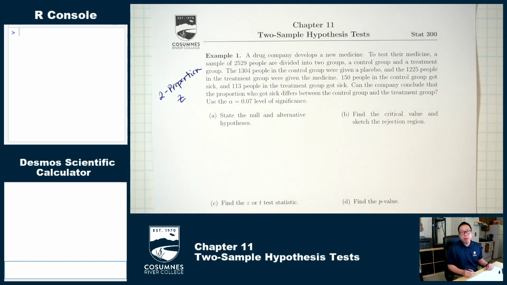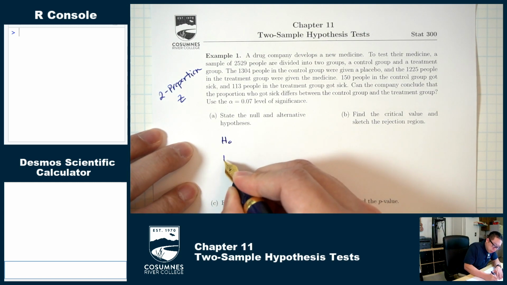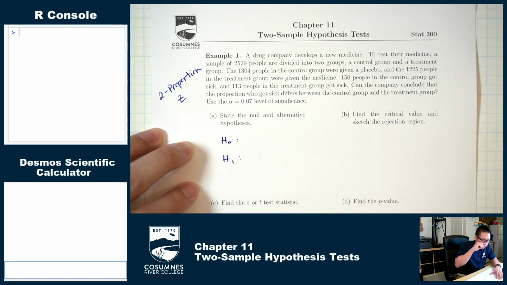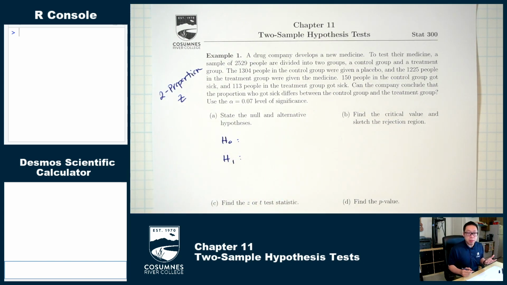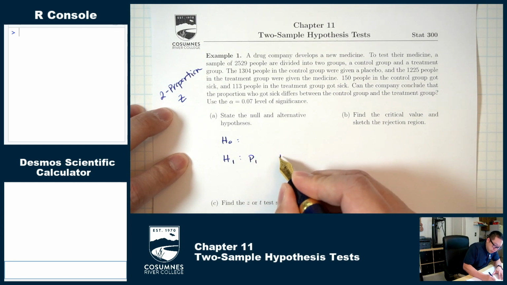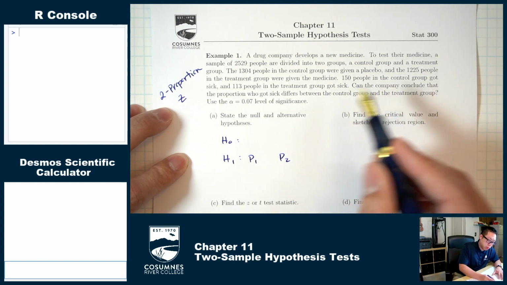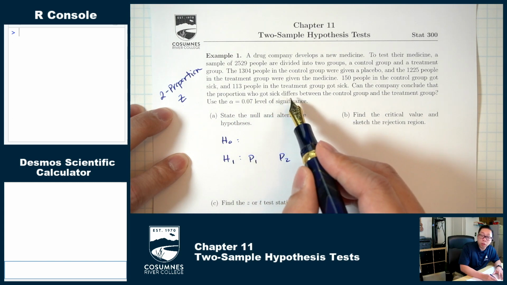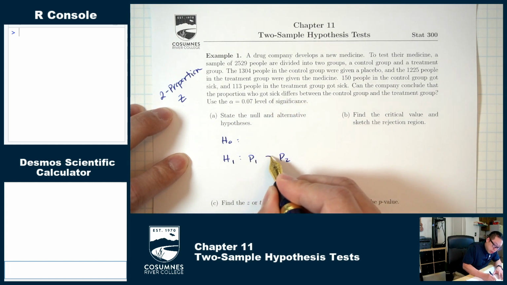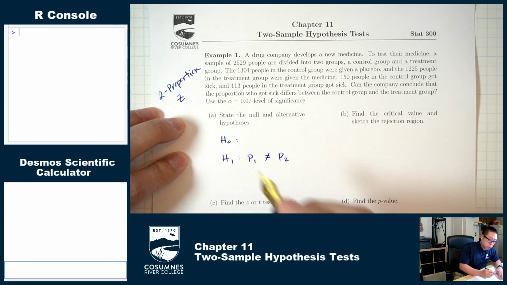Part A. The null and alternative hypotheses, these are my H0, H1. Because I'm talking about proportions, I should be using P's. And because I'm talking about two proportions, there should be a P1 and a P2. Okay, what's the symbol that goes in the middle? Is it less than, greater than, or not equals? So it says, can a company conclude that the proportion who got sick differs? So differs is going to be not equals. H0 should be exactly the same, except with an equals in the middle.